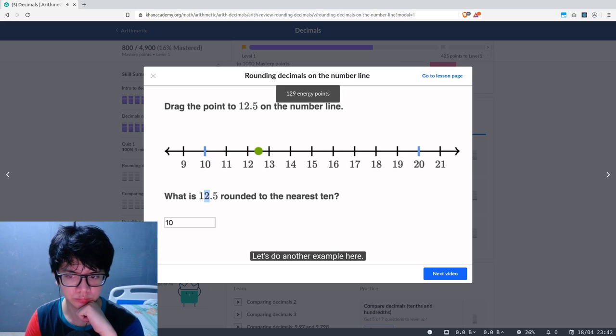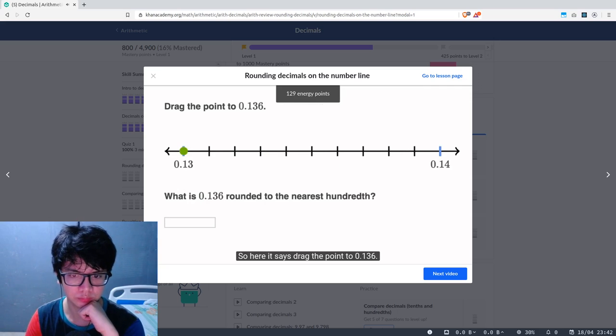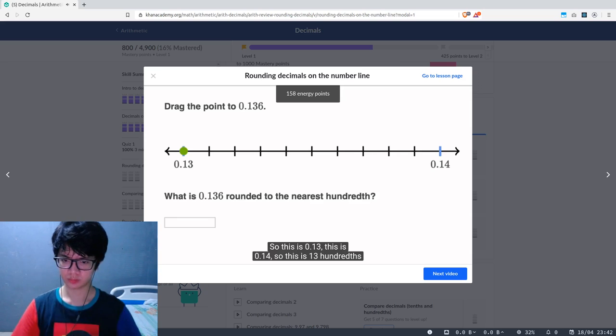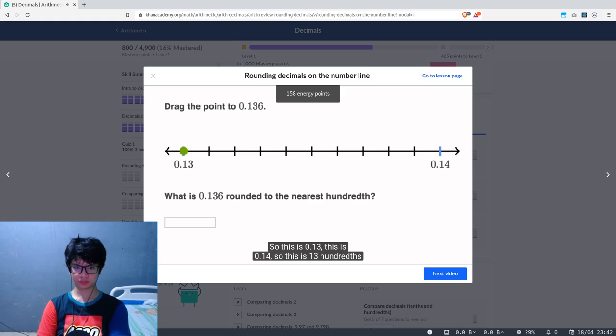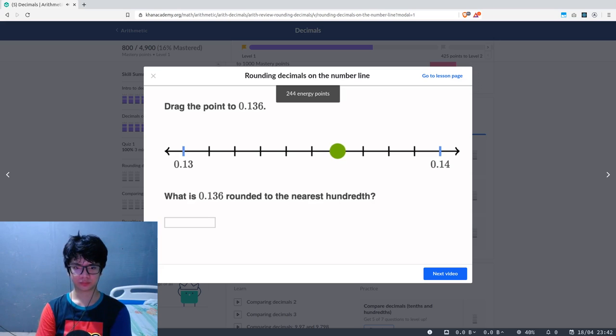Let's do another example here. So here it says drag the point to 0.136. So this is 0.13, this is 0.14. Now let's see, there's 1, 2, 3, 4, 5, 6, 7, 8, 9, 10. So you could think of it as the 10 thousandths between these two hundredths. So we want to go 0.13, and then another 6 thousandths. So let's see, we go 1, 2, 3, 4, 5, 6, just like that.